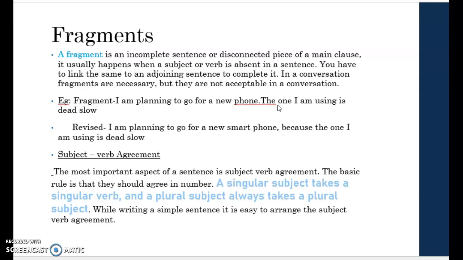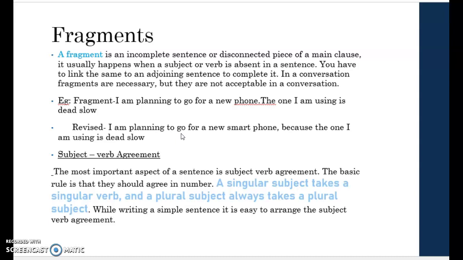So how can we avoid fragments? We can avoid fragments by using some kind of linking words. For example, a revised version: "I am planning to go for a new phone because the one I am using is dead slow." See, over here we are using the word because, and we are connecting these two sentences. So this is how we can avoid fragments and how we can connect sentences.